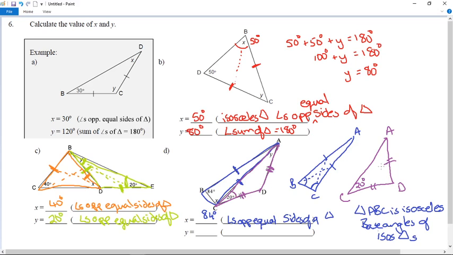So exactly the same rule applies. It's an isosceles triangle. The opposite angles are equal. So this angle here is going to be 20 degrees, and it's because the angles opposite equal sides of a triangle. Okay.